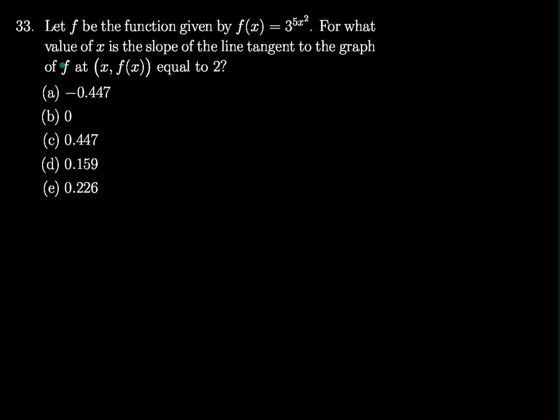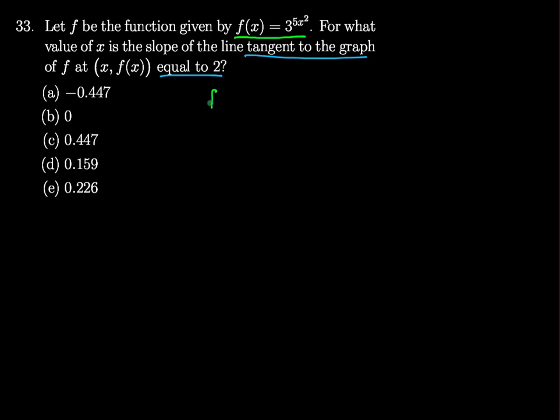33. Let f be the function given by f of x is equal to 3 to the 5x squared. For what value of x is the slope of the tangent to the graph equal to 2? Okay, so the idea here, I need to first take this function. I'm going to try to find where its tangent line has a slope of 2. So I need to find the derivative of this function.